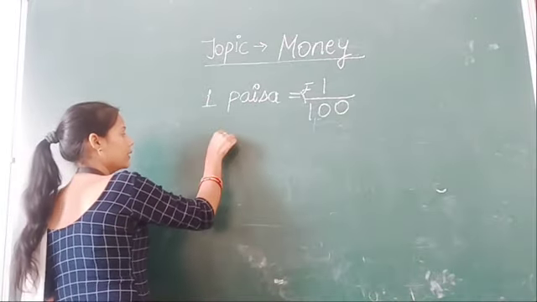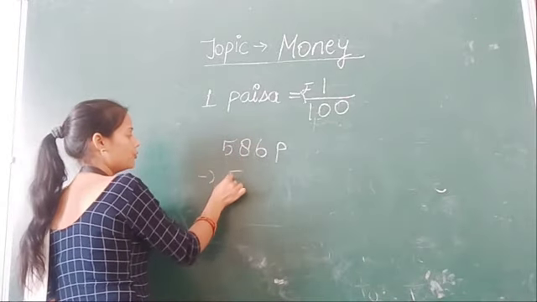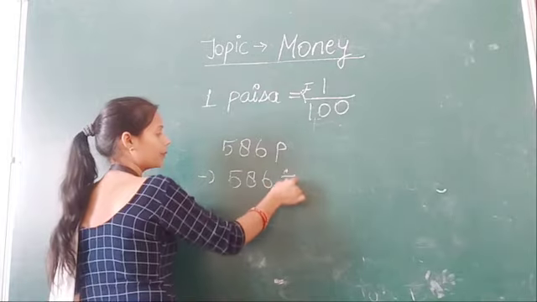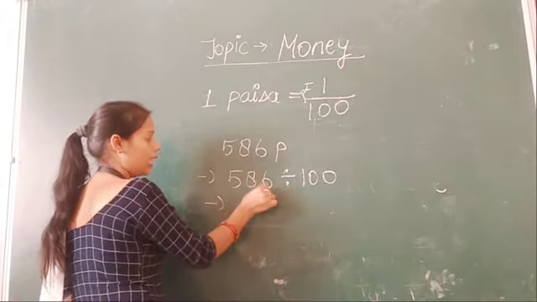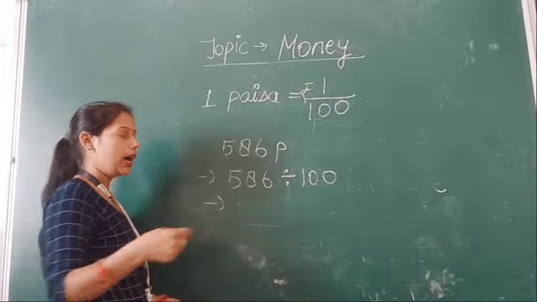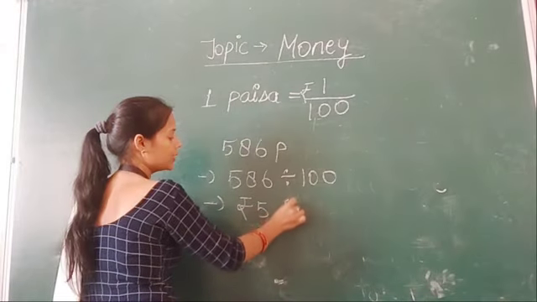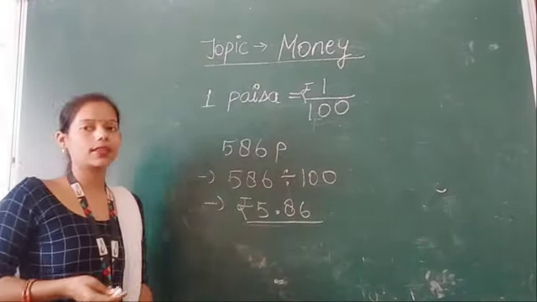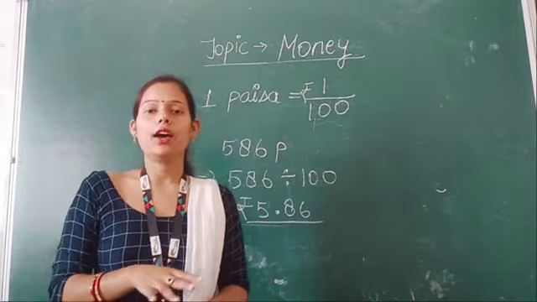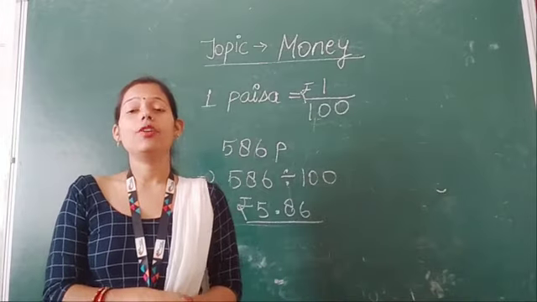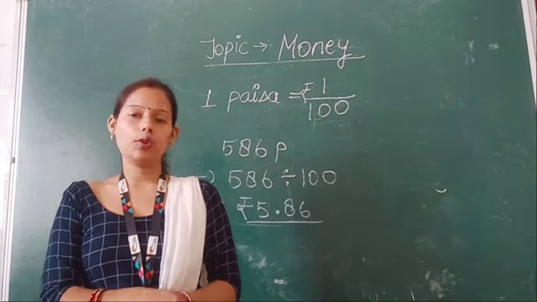Let's take another example. If I have 586 paise, class, what do we have to do? 586 divided by 100. Here we have 2 zeros, and we know that after 2 zeros we place a point. So 5.86 rupees is our answer. Similarly, class, if we are converting rupees into paise, we have to multiply by 100. And if we are converting paise into rupees, we divide the given number by 100.